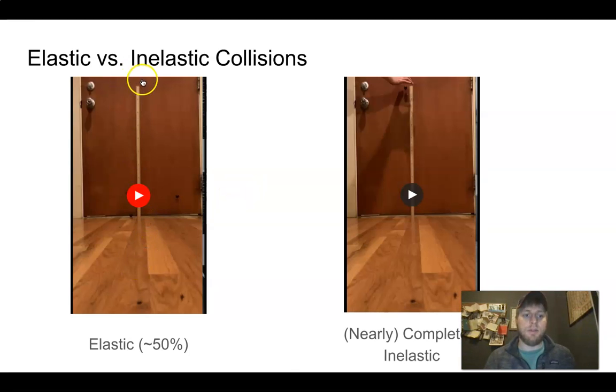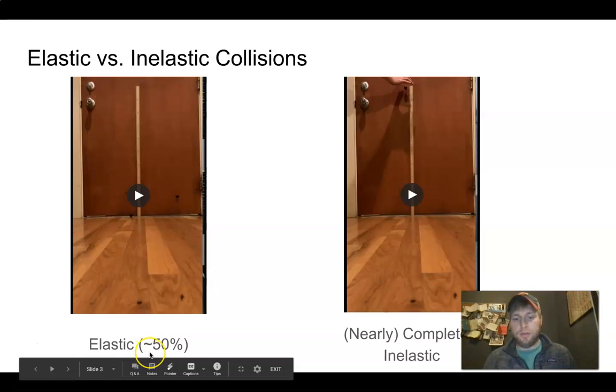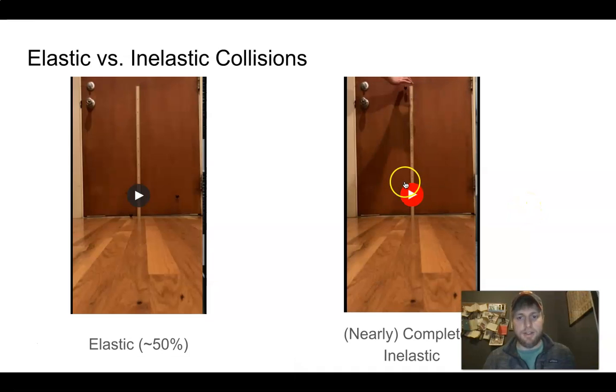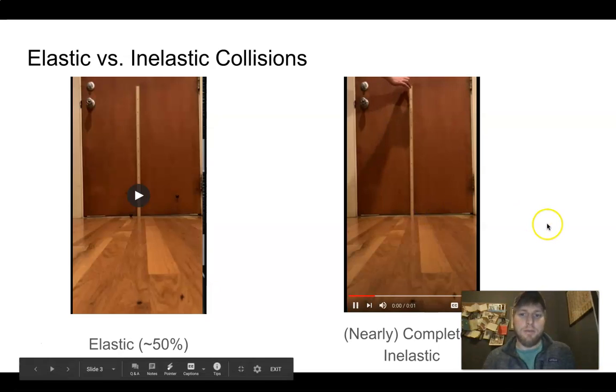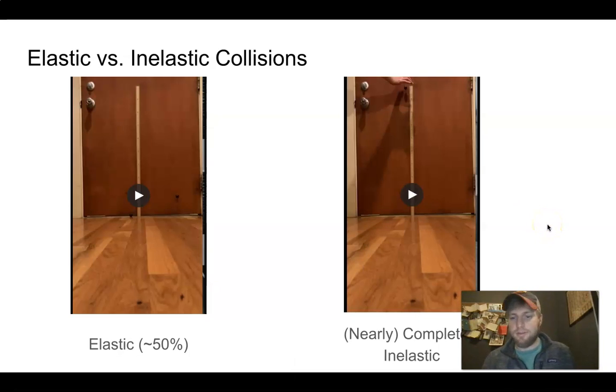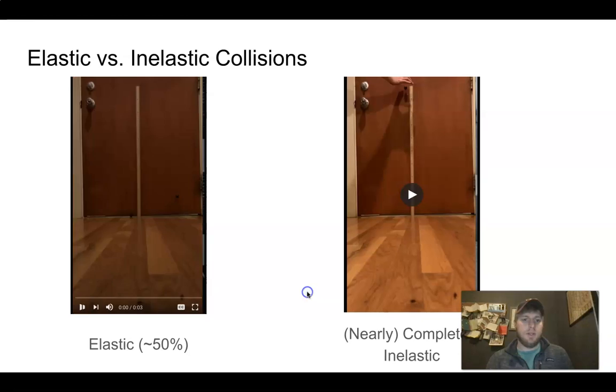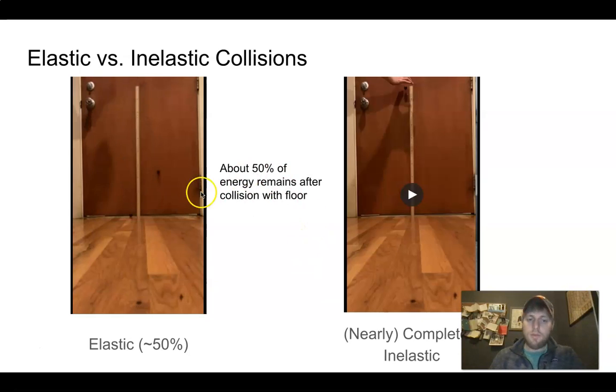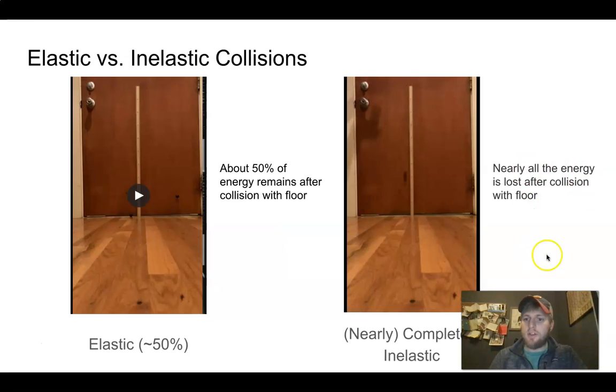If it bounced all the way back up to the top, we would say it is 100% elastic or perfectly elastic. Over here we have a nearly inelastic collision. You can see it hits the ground, makes a terrible thud noise, and maybe bounces a centimeter, maybe 3 centimeters maximum. So this first one's about 50%, and this one, essentially all of the energy is lost. Where does that energy go? We're going to talk about that.